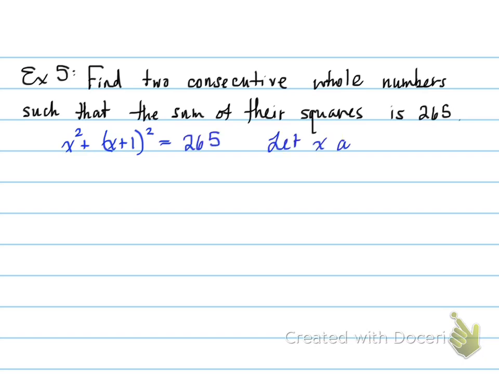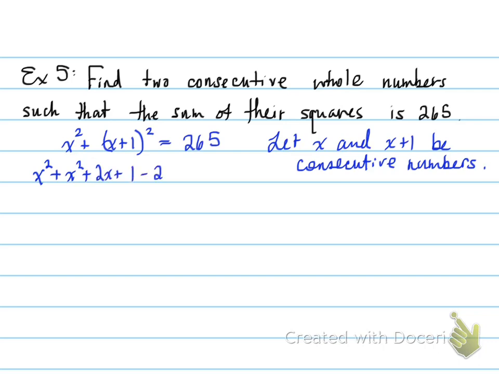So we let x and x plus 1 be two consecutive whole numbers. So we solve for x by expanding. x squared plus, and we can expand x plus 1 all squared to x plus 1 times x plus 1, which will give us, when we FOIL it, x squared plus 2x plus 1. And then we move the 265 over, it becomes minus 265. And now we simplify. 2x squared plus 2x minus 264 equals 0.